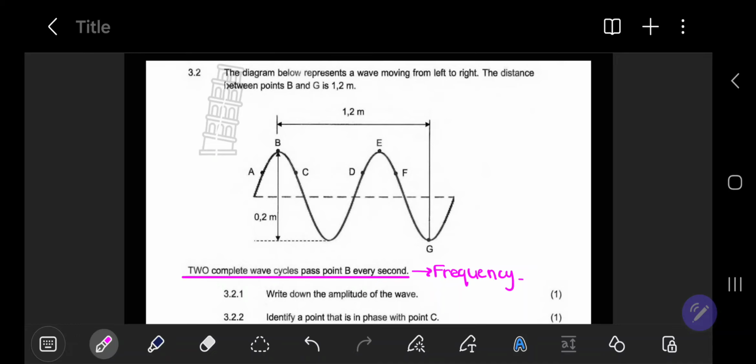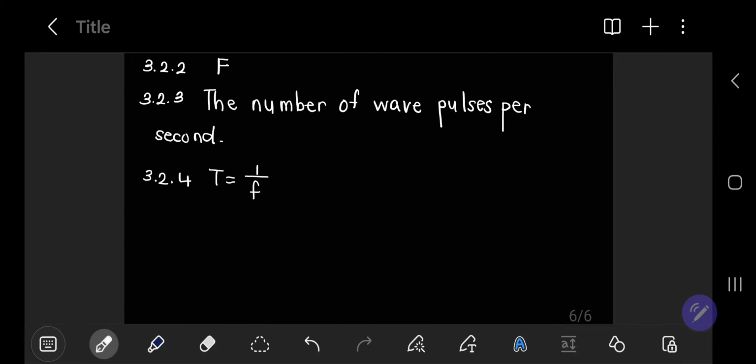I'm going to use this frequency and I'm going to calculate period. Here's our formula. Now let's substitute. So we have 1 over 2, and 1 over 2 as a decimal is 0.5, which means that the period is 0.5 seconds. Now what does period mean? Period is how long it takes for one wave to occur.